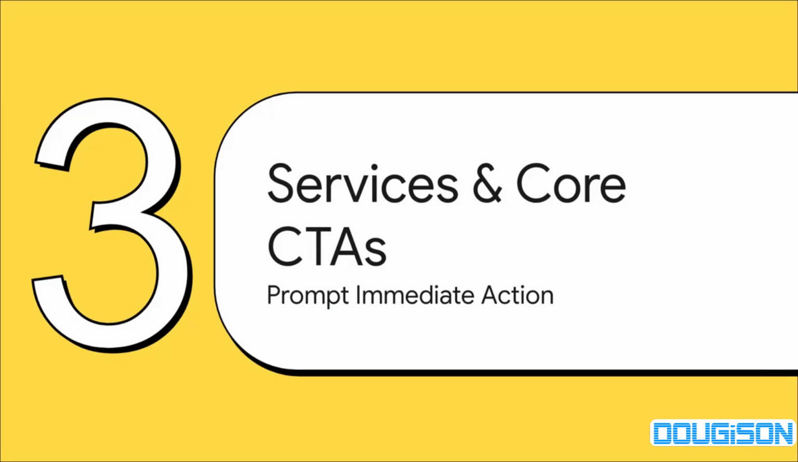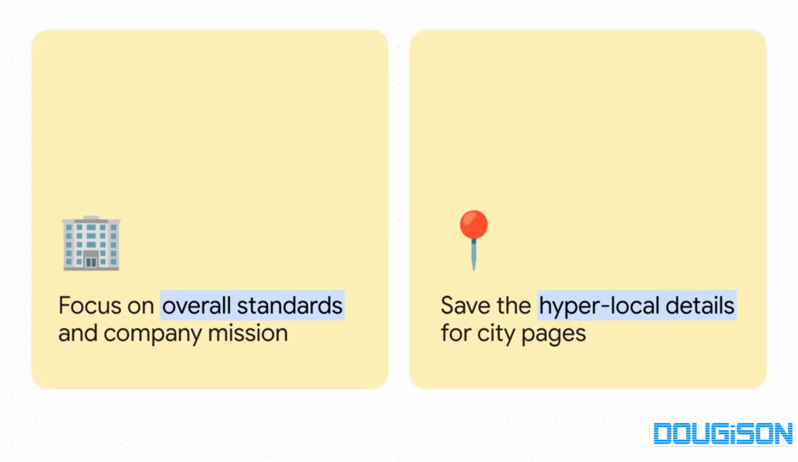Next up is Section 3, Services and Core CTAs. Scrolling down to the middle of the page, this is where we need to remind the user of your core business value. Keep in mind, some users are going to land directly on this parent page from a Google search, so they need to know what you do right away. You need a brief, benefit-driven overview here, but notice the distinct difference in the strategy. On the parent page, you want to focus purely on the big picture, your overall service standards, company-wide warranties, your overarching mission. Intentionally save the hyper-local details like specific street names, local landmarks, all those little nuances for the deeper individual city pages. Basically, don't blow all your localized content on the main directory hub.